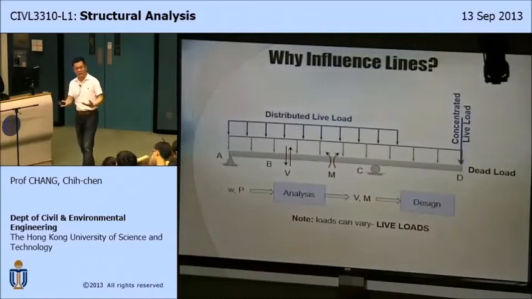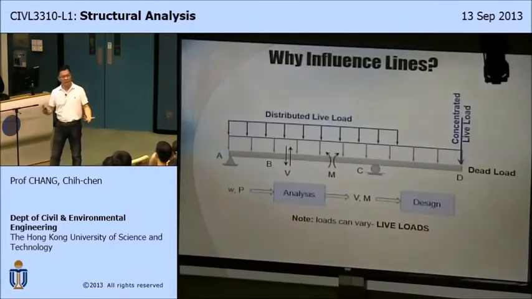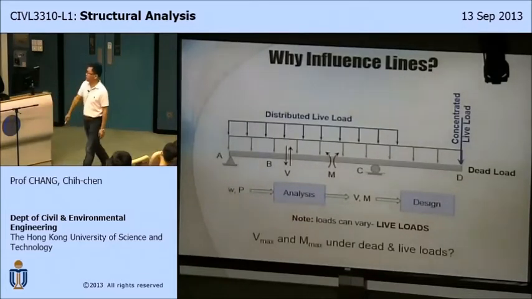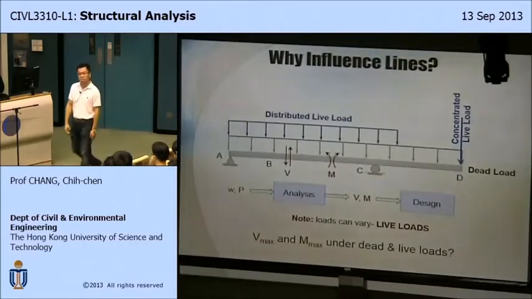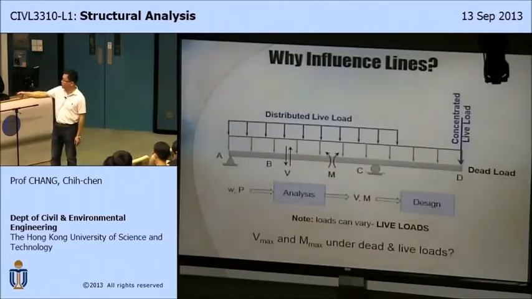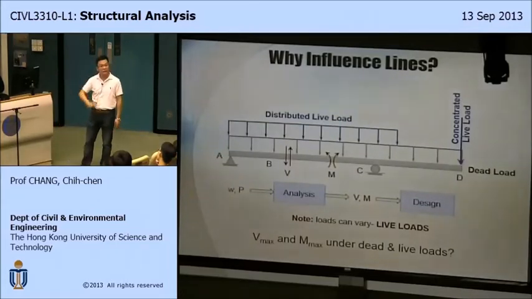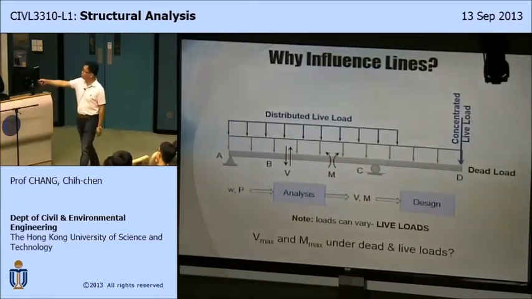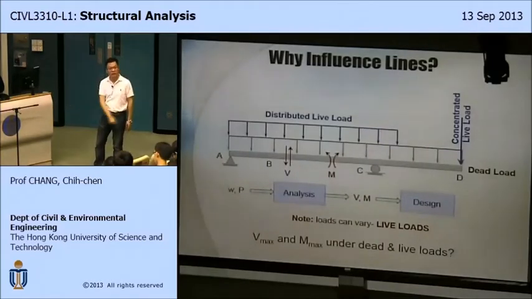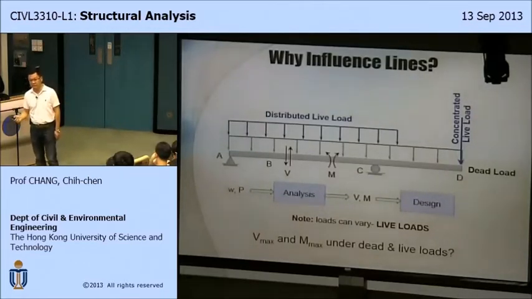The loadings are kind of dependent on time or random. So our mission is, if I give you a set of dead loads and live load, which can change or vary in location, can you give me the maximum shear force and maximum bending moment developed inside the structure so that I can use them to design the components? That's the issue that we have to handle. Basically, the issue comes from the live load that can change locations and regions.